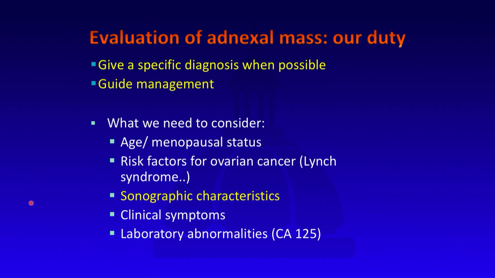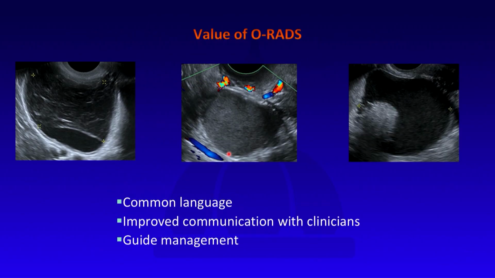In addition to the sonographic characteristics, we also need to consider the age and particularly the menopausal status of the patient, whether she is pre- or postmenopausal, and whether there is a risk for ovarian cancer, such as Lynch syndrome or the BRCA gene. Does the patient have any clinical symptoms, such as vaginal bleeding or hirsutism? And of course lab abnormalities, particularly CA125, which is a marker for ovarian carcinoma.